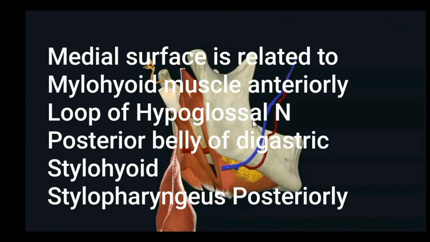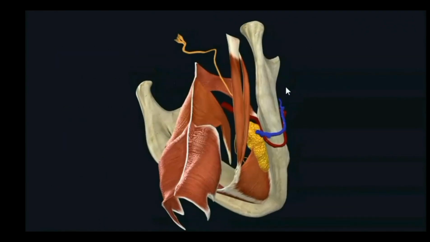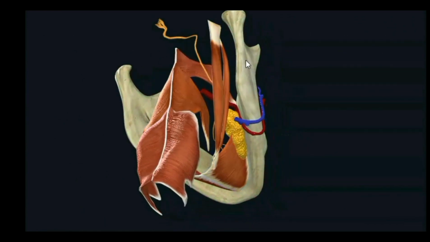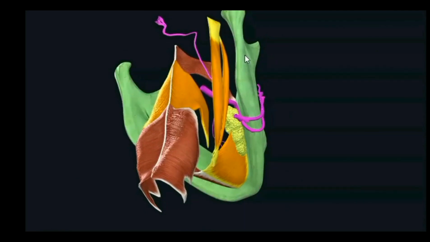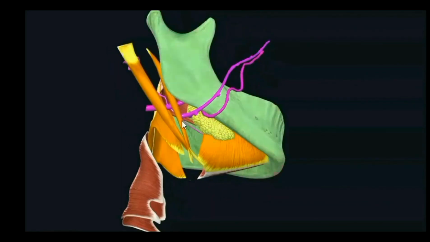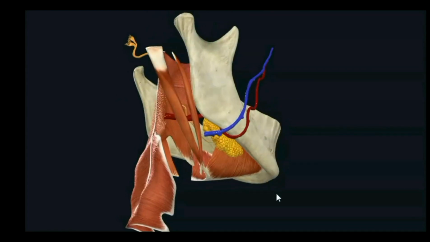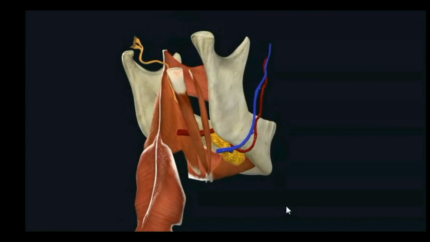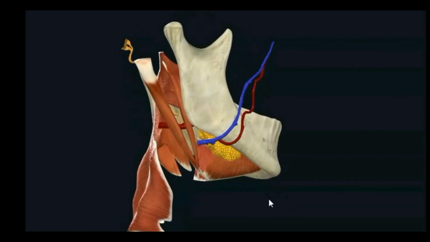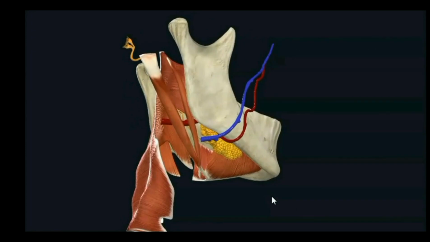Whereas the medial surface is related to mylohyoid muscle, because mylohyoid is the one which is dividing it into superficial and deep. So the medial surface of the superficial part is related to mylohyoid muscle anteriorly, whereas posteriorly as you go it is related to lingual nerve, loop of hypoglossal nerve, stylohyoid muscle, stylopharyngeus, posterior belly of digastric, and also middle constrictor of pharynx. The arrow was showing middle constrictor of pharynx there. These are the relations of the medial surface, what you appreciate here.